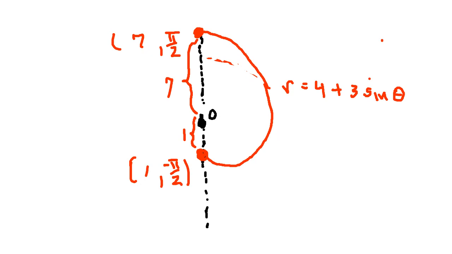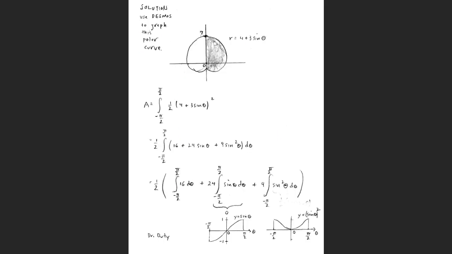But are there any questions? Are there any questions on this? Here's the area we want. So, okay, we want that area. Let's now find that area. So here is solutions, and you notice I say at the top, use Desmos to graph this polar curve. That's fine. It's graphed.